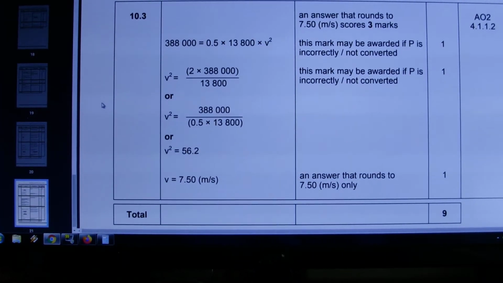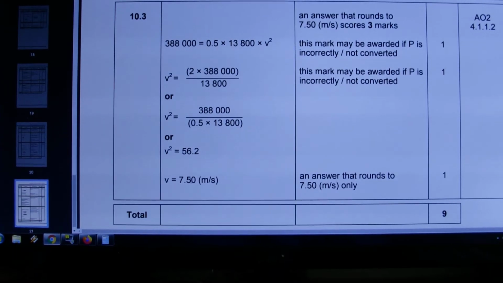388,000 is 0.5 times 13,800 times v squared. This was calculating the speed of the wind when there was a particular output. This is what I did. The power output is a half mass v squared. v squared is twice the power over the mass. It's the power divided by half the mass, I should say. Square root of 56.2 is 7.5.